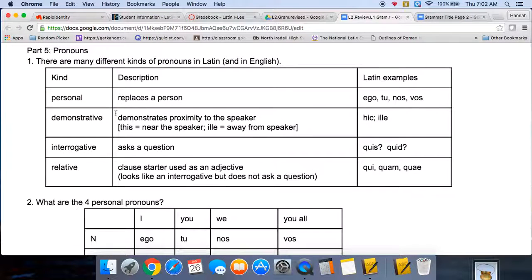Pronouns. Lots of different kinds of pronouns. Cambridge did not make a big deal out of these pronouns in Latin 1, but they did introduce them. So personal pronouns, you have I, you, we, and you all. The demonstratives show where something is. It demonstrates location. This means it's close to the person who's speaking. That means it is far from the speaker.